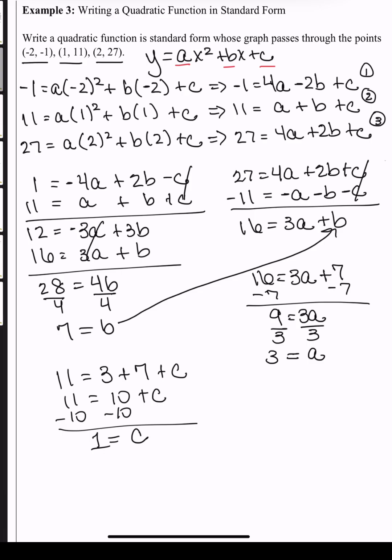So now I have all of my coefficients, and I am ready to write my equation in standard form. So we'll go y equals, or you can write it in function form, f of x, or h of x, or g of x. Y equals, and my a was 3, so 3x squared, plus, now my b is 7, so 7x, and c is 1. And there it is in standard form.